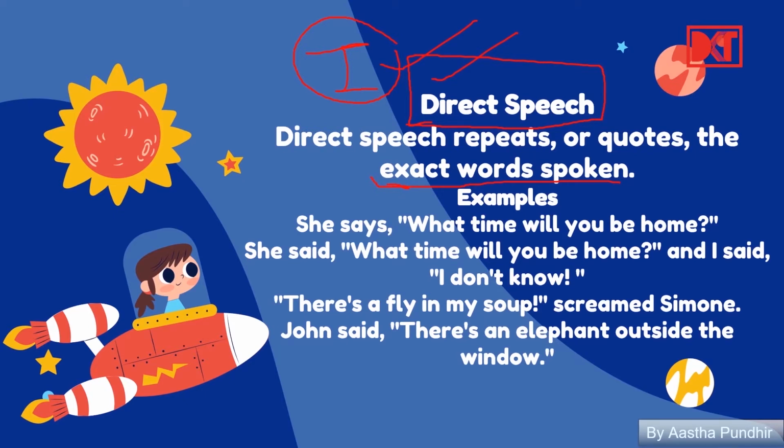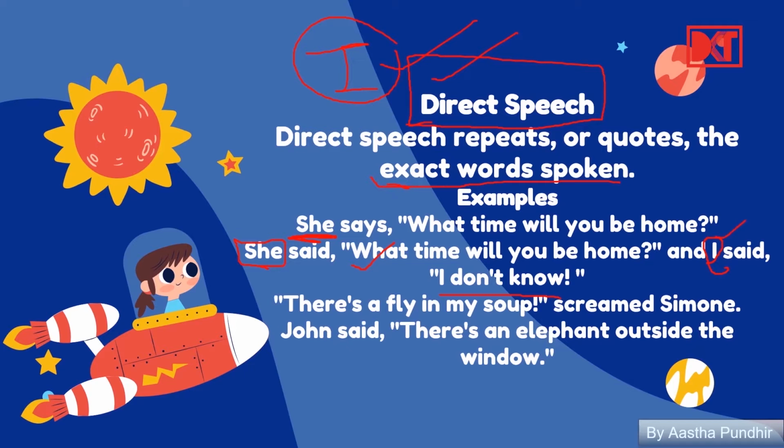Like, she says, what time will you be home? Whatever that person we're talking about said, these are the exact words she said: what time will you be home? Which means we are quoting them exactly. Again, example: she said, what time will you be home? And I said, I don't know. So you see, the exact words of this lady, and the exact words of whosoever is speaking, the exact words of this I.